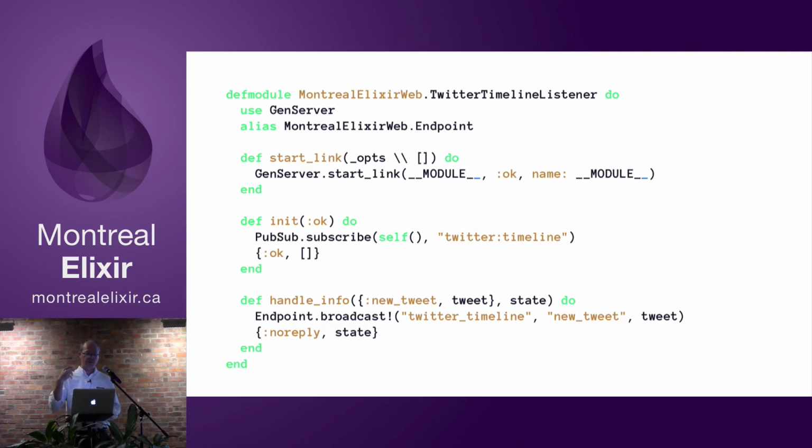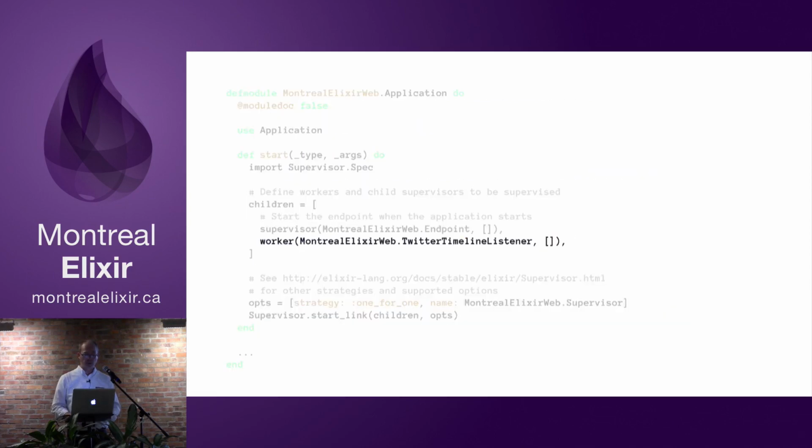So it's a process running all the time on the server, listening for new events, and just pushing and broadcasting to all the browsers connected to the server through WebSocket. So, since this is a long-living process, we need to start it at some point. So, in the Montreal Elixir web, we're now in the web application in our website project. We go in the application module and we add a new worker. So, the worker is the Twitter timeline listener that we just wrote.